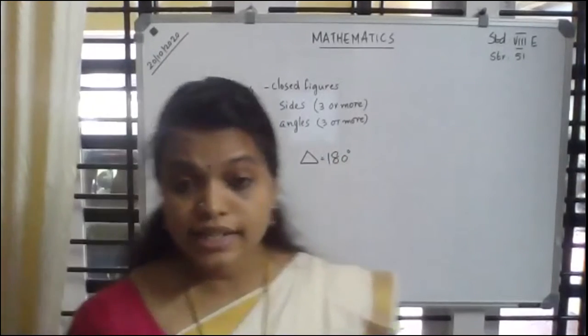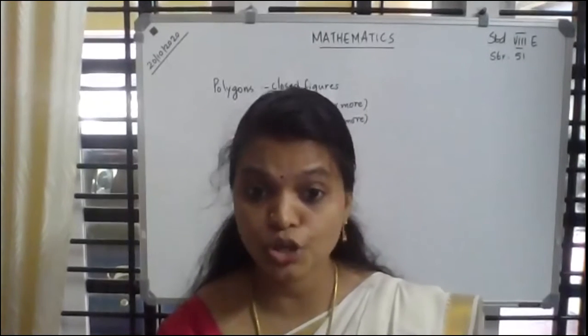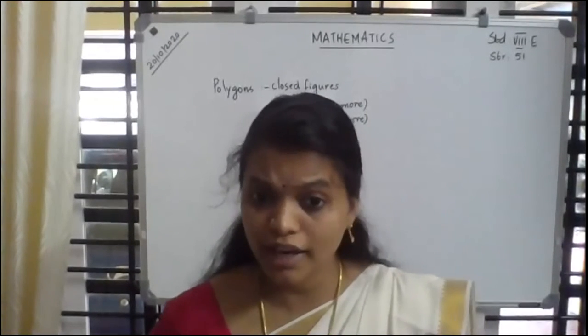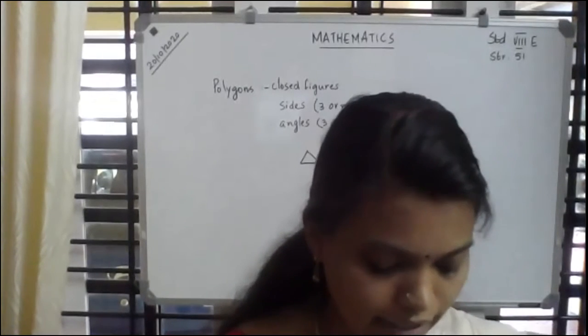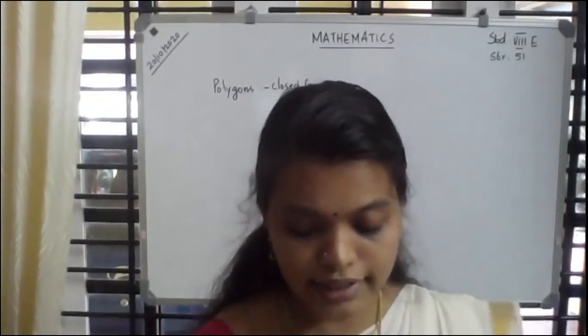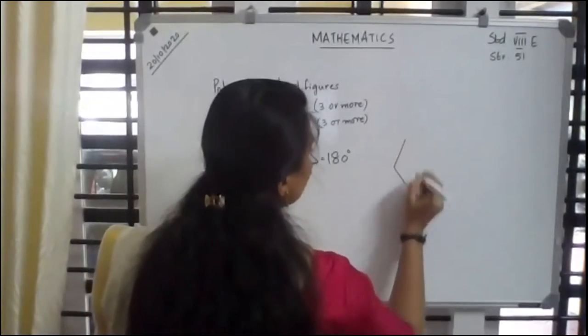Now, take a piece of paper and draw a hexagon. A hexagon will have 6 sides, isn't it? Draw a hexagon. I'm also drawing with you.